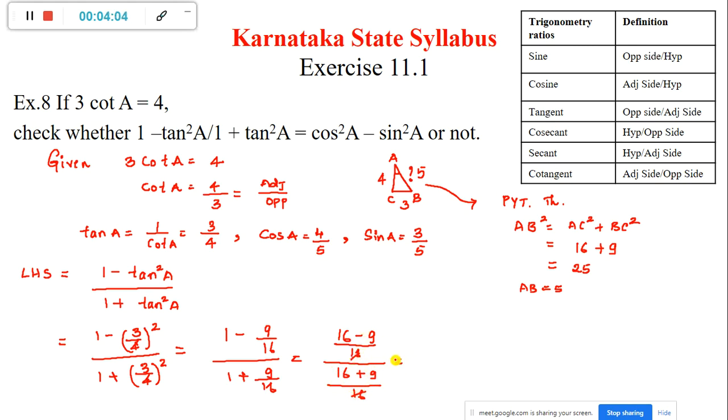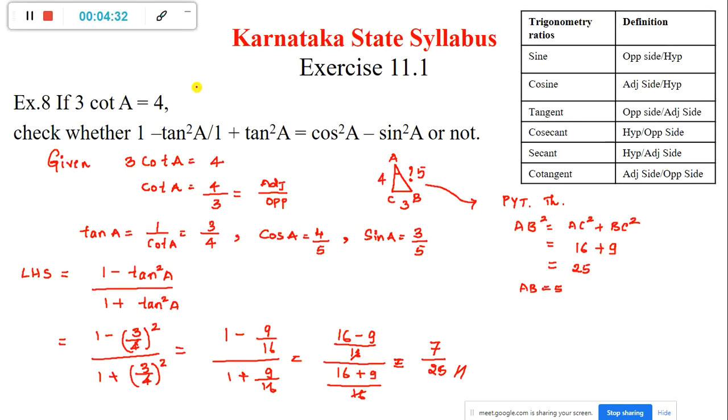What are we left with? We are left with 16 minus 9. How much is 16 minus 9? Yes, it is 7. 16 plus 9 is 25. So this is the LHS value, 7 by 25. We need to check whether the RHS value will also give me 7 by 25 or not.